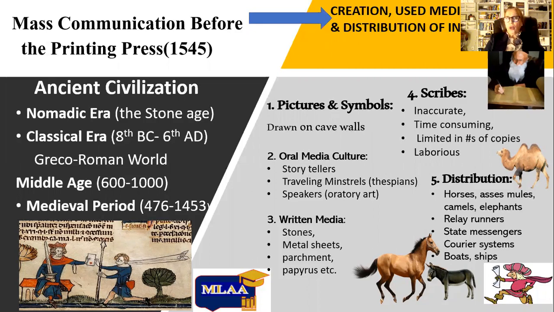But it was really hard and time consuming. Now, distributing those copies was also time consuming and difficult. At that time, horses, mules, relay runners, state messengers, and trade ships were used to move messages and goods from one place to another. So you can just imagine how slow and limited dissemination of information would be at that time.